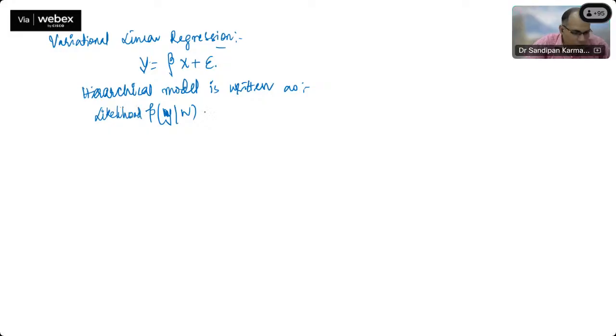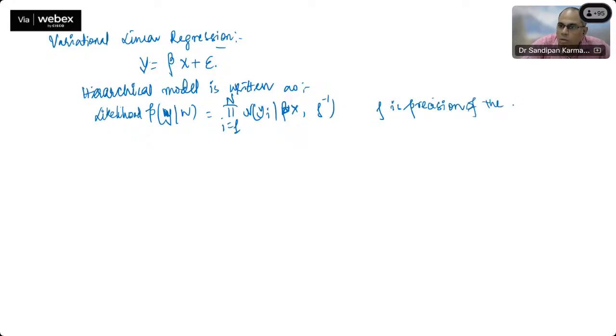I'm assuming that it follows a normal distribution, for i equals 1 to n, y_i given w, beta x, comma rho inverse. So what is this rho inverse? Rho inverse is basically the precision. Rho is the precision of the error. So this is the likelihood.